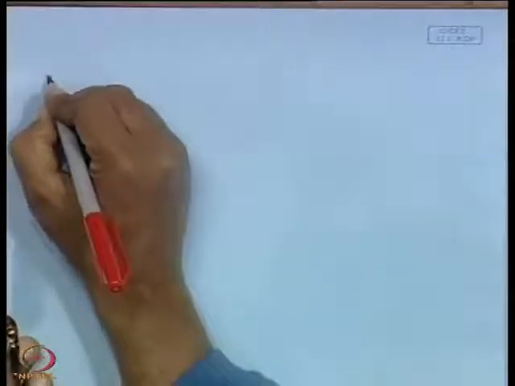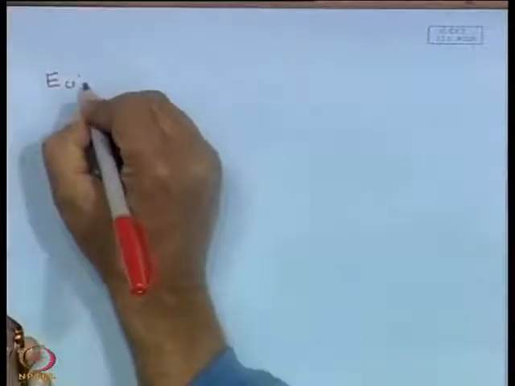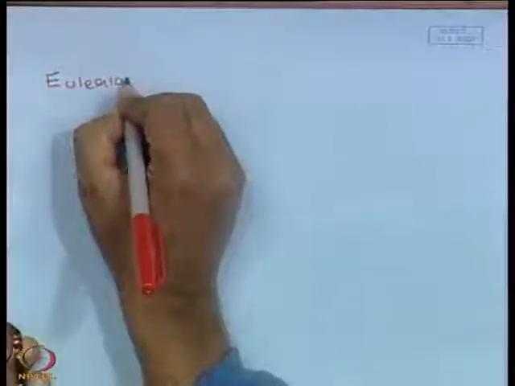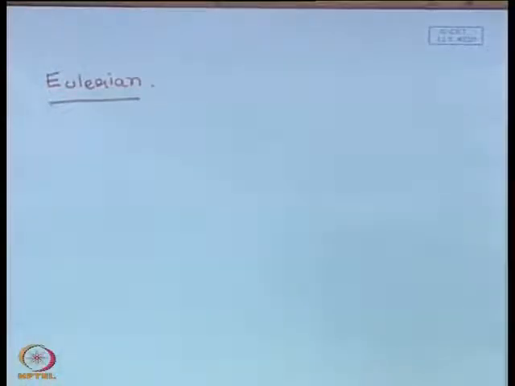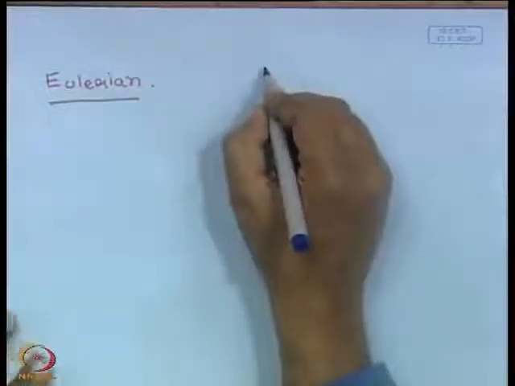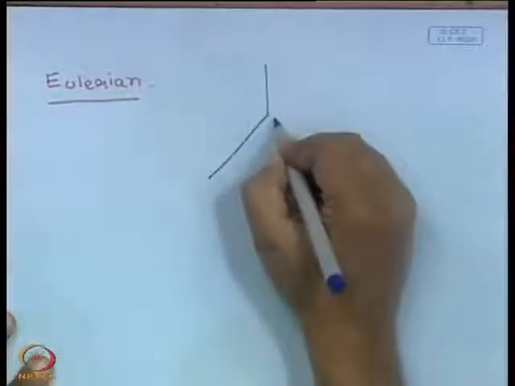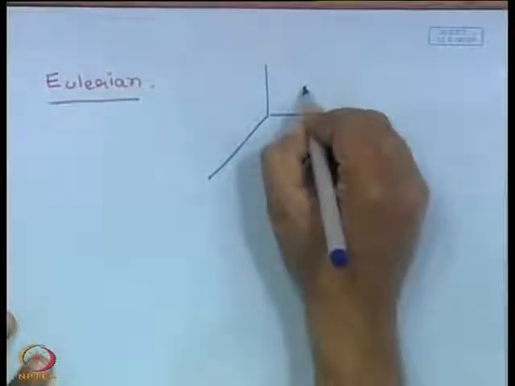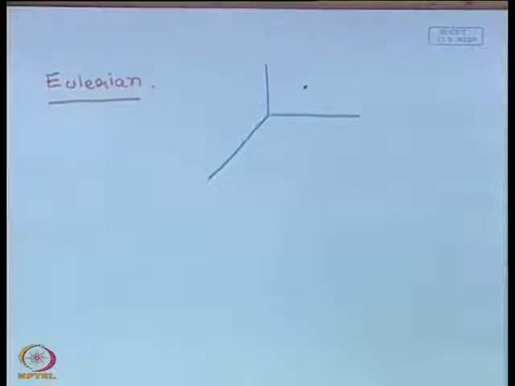The second point is that there are two approaches to fluid mechanics. The first approach is called the Eulerian approach. Okay. So, in this approach we look at the fluid at a fixed point in space. Okay.